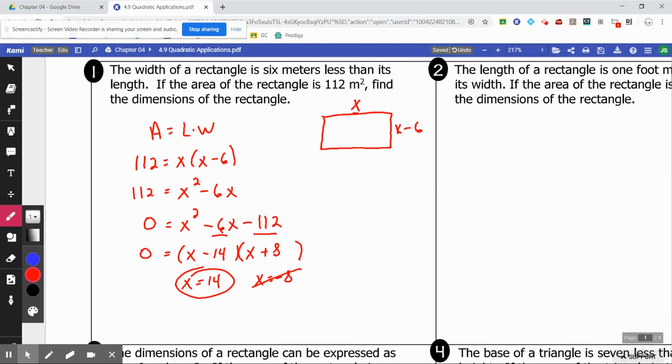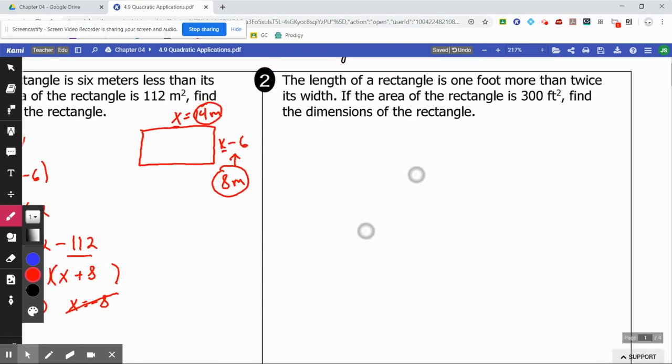So the dimensions of this rectangle, which is what they're asking for, the x will be 14, and that's in meters, and the x minus 6 will be 14 minus 6, because everywhere you have an x, you're going to put a 14 in. 14 minus 6 will be 8. So this rectangle is a 14 by 8 meter rectangle.